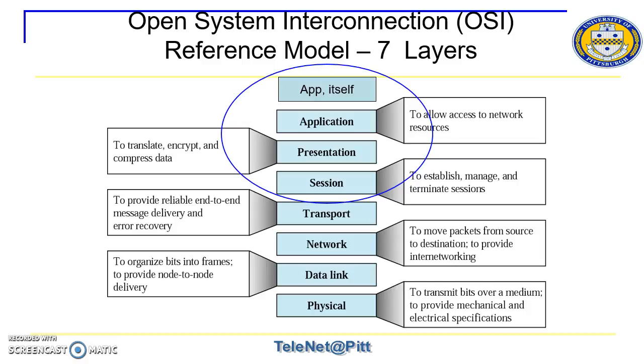So data actually comes from the application, goes into the application layer, gets processed, moves on to the presentation layer, gets processed there too, and moves on to the session, and then on to transport, network, data link, and physical layer. In each layer, the data gets processed as it moves down the OSI model.